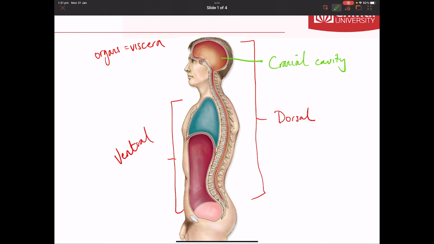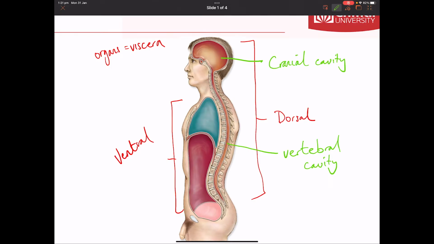Then you've got the vertebral cavity. And the vertebral cavity houses an extension of the brain, which is the spinal cord. And the spinal cord will snake its way all the way through this cavity, and it's surrounded by the bony structures of the vertebral column. So again, protecting that underlying precious structures of the nervous system.